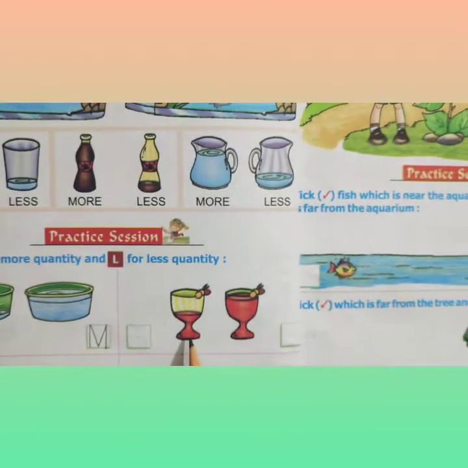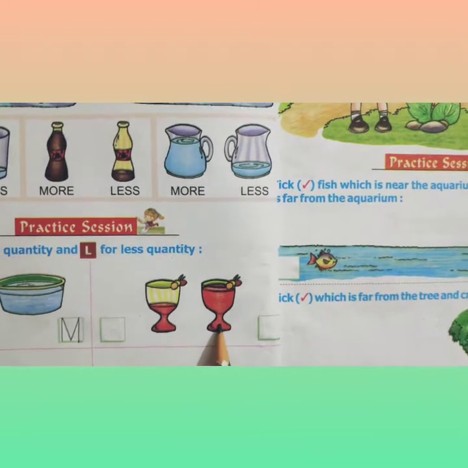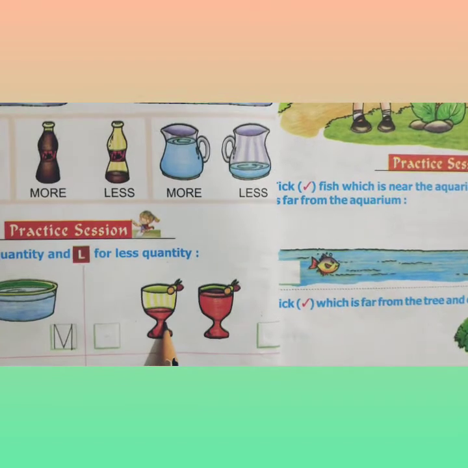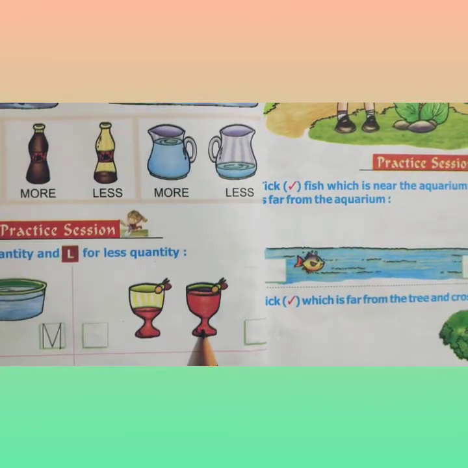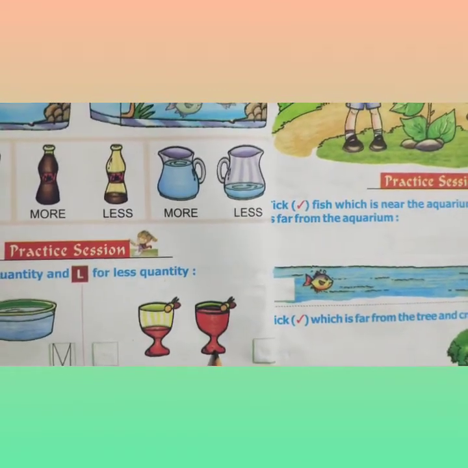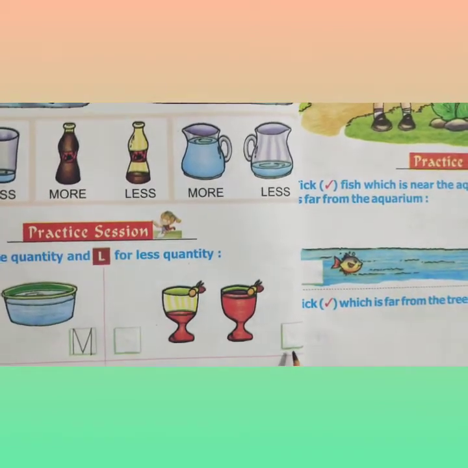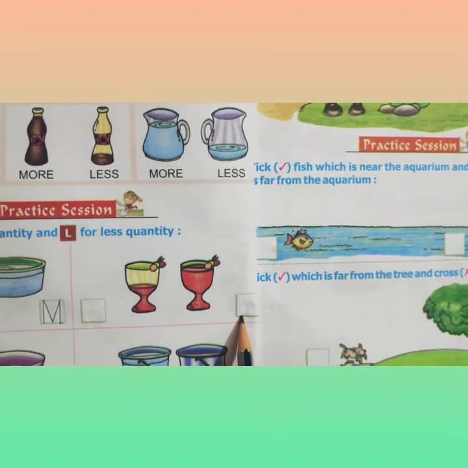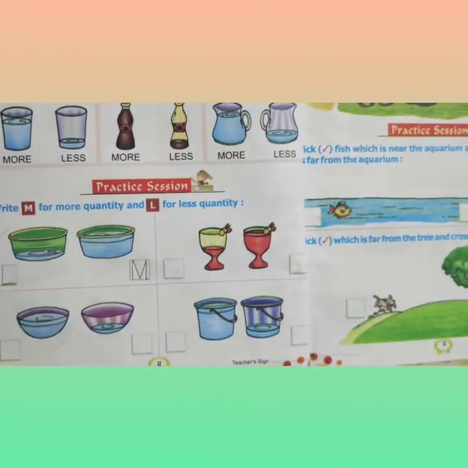Like that, you can see in this picture there are two glasses. The first glass is filled with less quantity of drink and the second glass is filled with more quantity of drink. So you will write here L and you will write M for more quantity. Like that you will do the rest of the work.